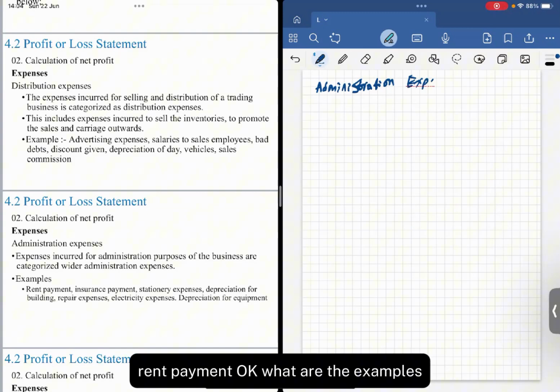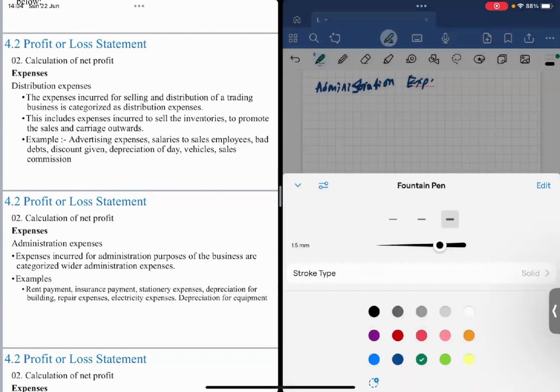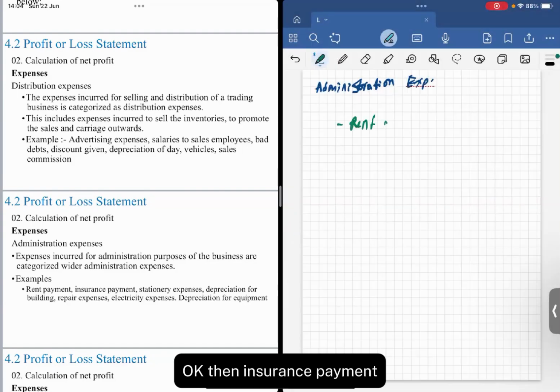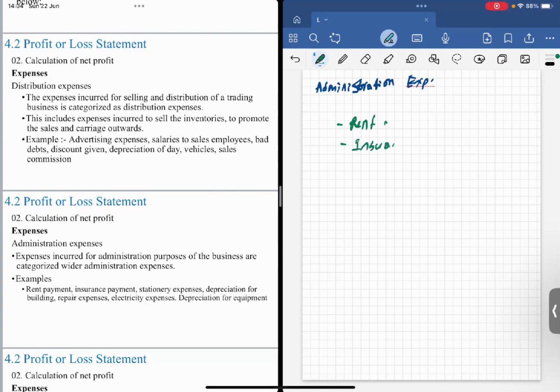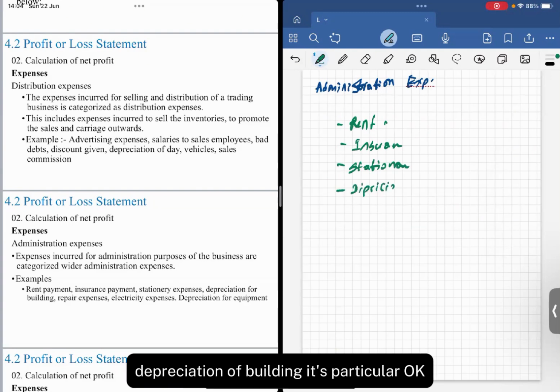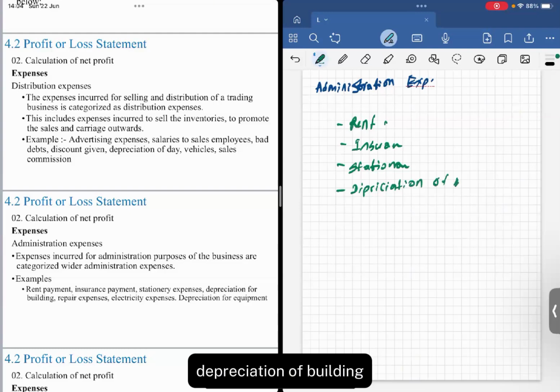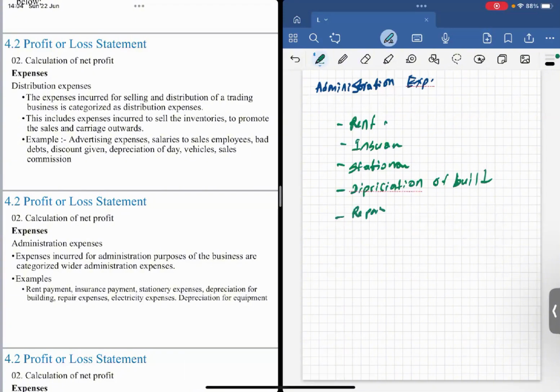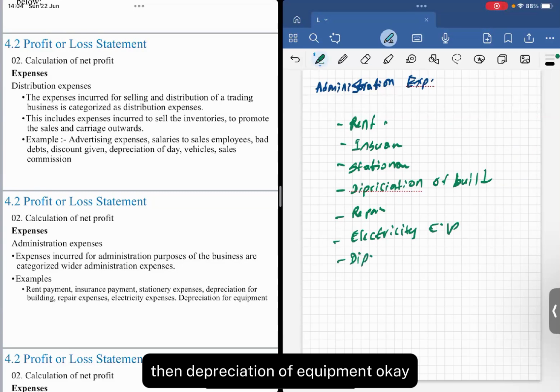Rent payment. Okay, then insurance payment, then stationery. Then depreciation of building, it's particular. Then repair expenses, then electricity expenses, then depreciation of equipment. So those are the administration expenses.